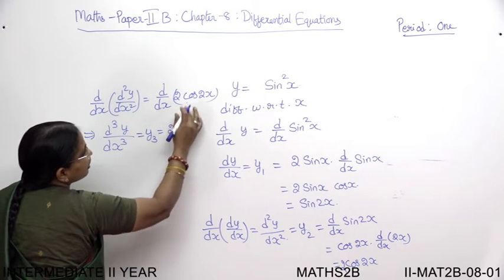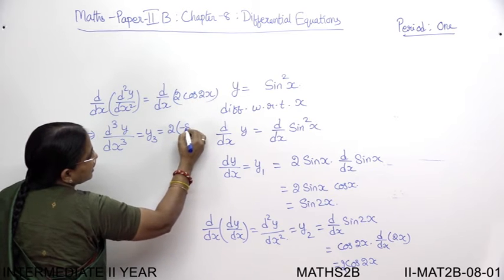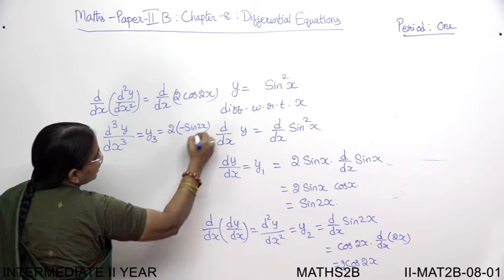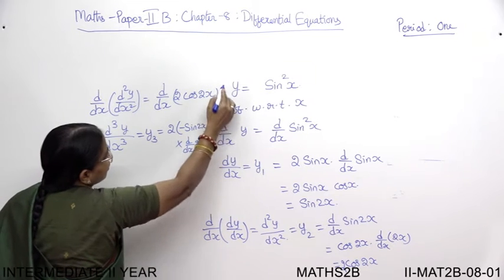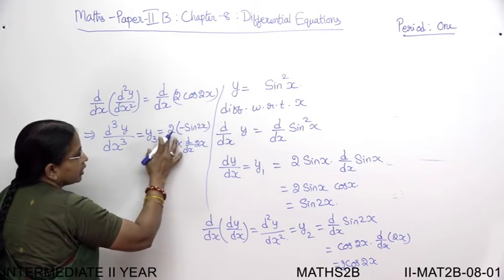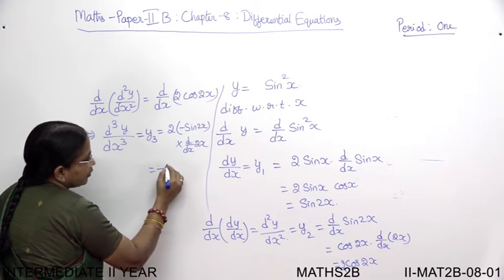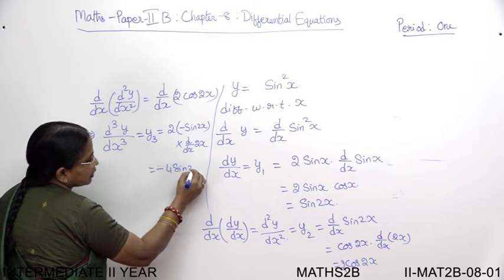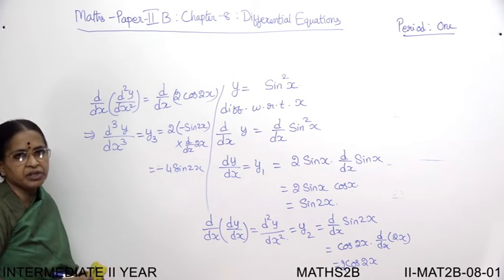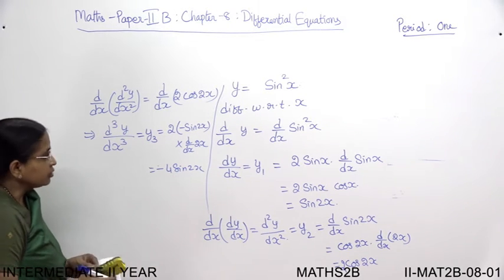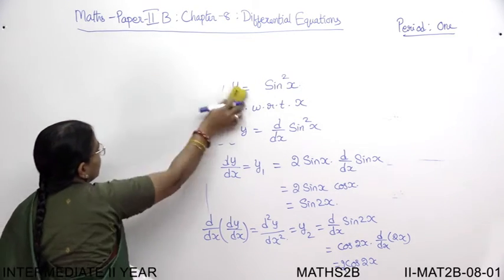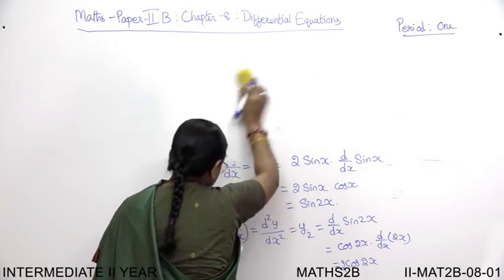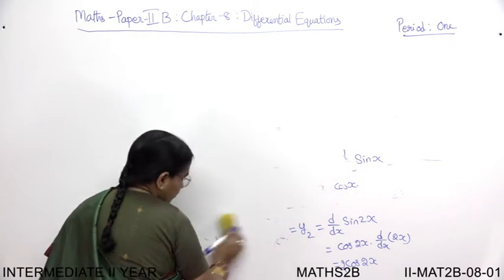So it is 2 into the derivative of cos 2x, minus sine 2x, into the derivative of 2x. The derivative of 2x is 2, so again another 2, and that becomes minus 4 sine 2x. This is how we differentiate successively. All these procedures we need in these problems. So the notation is over.